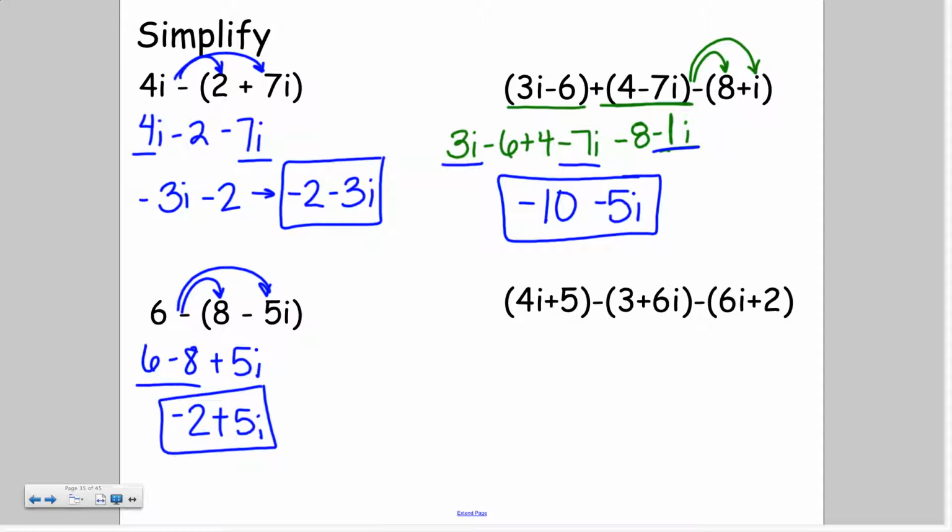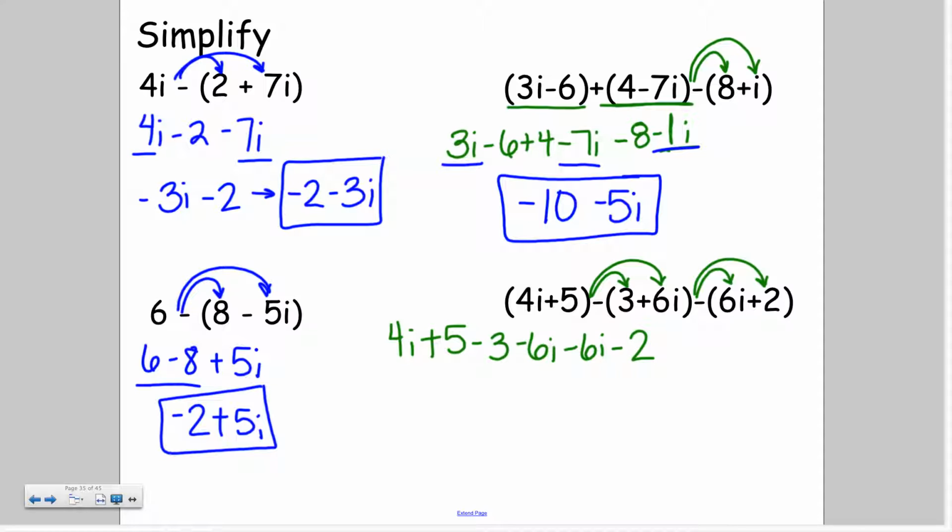Now this one is just like before. Don't let the parentheses scare you. 4i plus 5, that's going to stay the same. The negative will change my signs here and here. So I have minus 3 minus 6i. Again, I have a negative, so it's going to change my signs. So minus 6i minus 2.